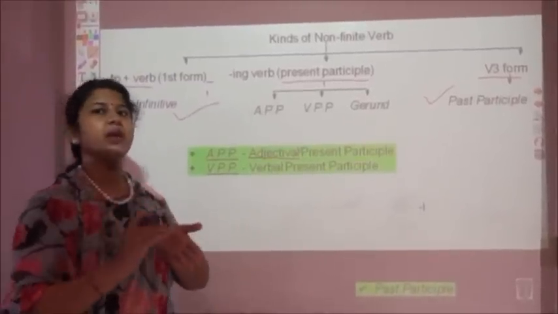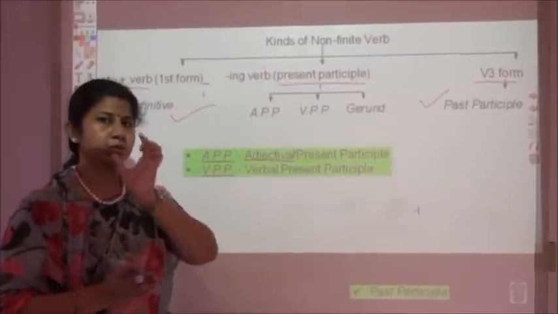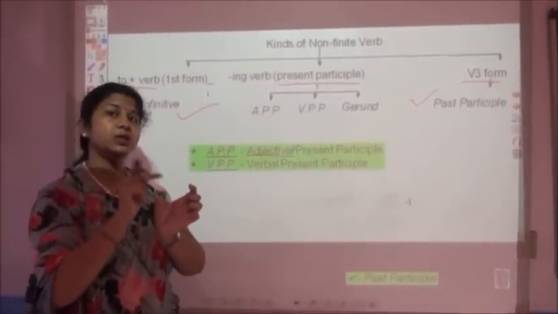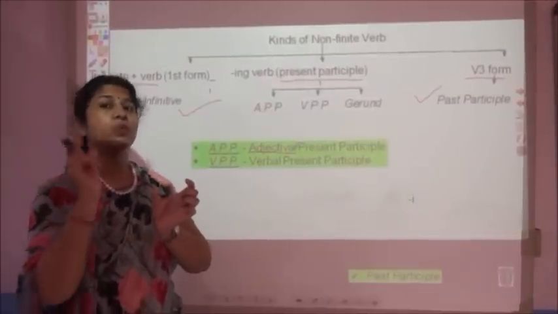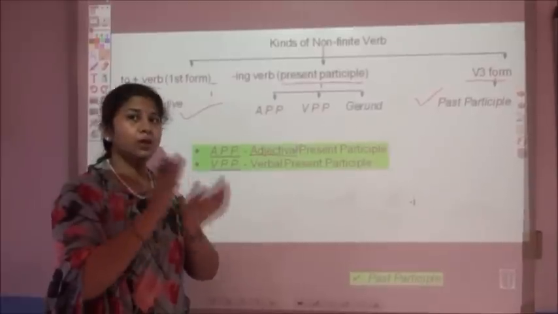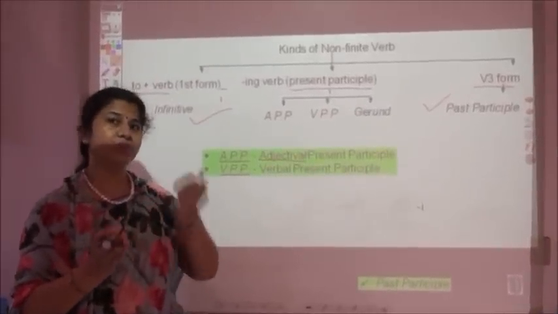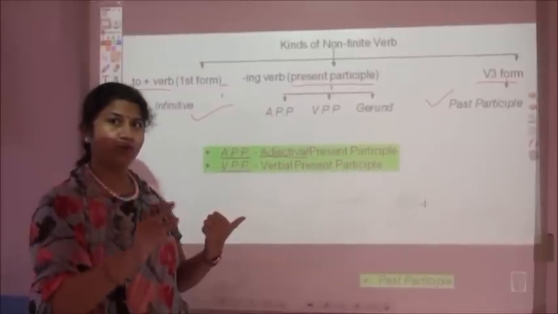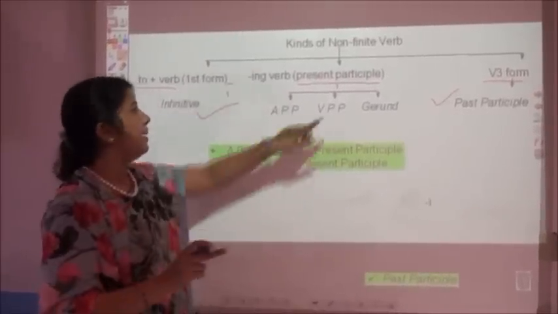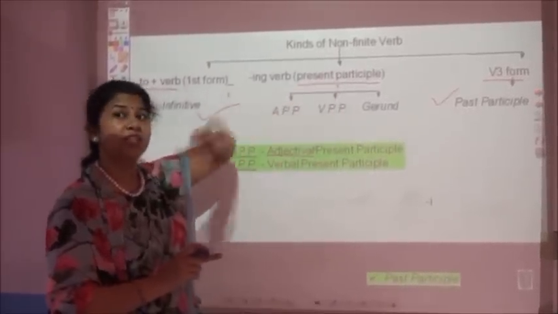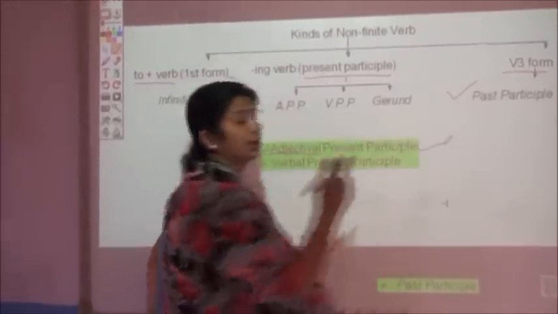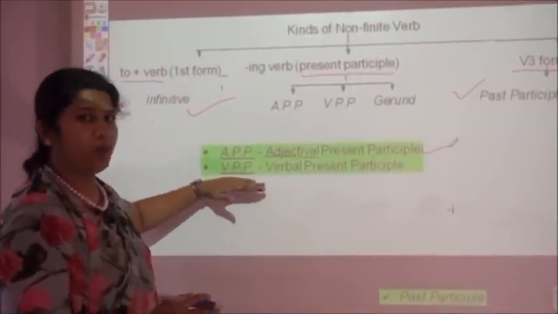For example, I'm taking here drinking water. Drinking is what? ing verb. Okay, and drinking water. Drinking is showing the quality of the water, whether this water is drinkable or not, right? So here drinking is showing the quality of water. That's why it is non-finite verb. Which kind of non-finite verb? Present participle. In present participle, which kind of? Adjectival present participle. Clear?